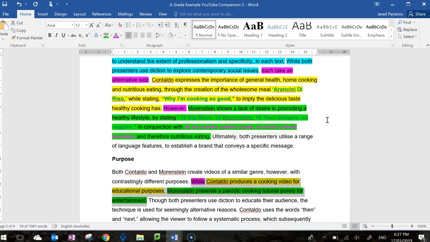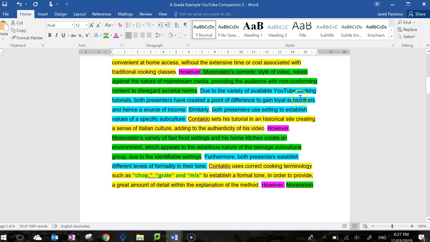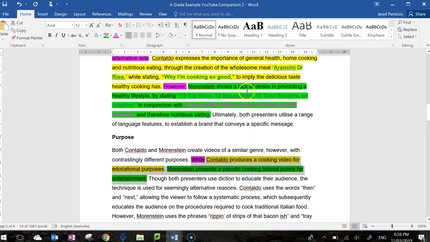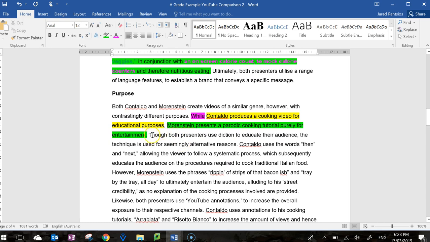But as you can see, because I know that this is still new to some of you, and you might actually feel a little bit more confident in your writing if you go back and forth in a few more sentences, then you can do so. But if you're able to do this with examples, that's fantastic. Though both presenters use diction to educate the audience, the technique is used for seemingly alternative reasons.